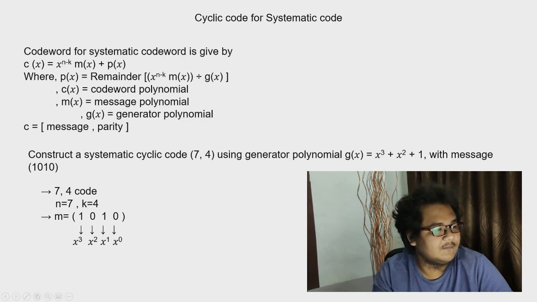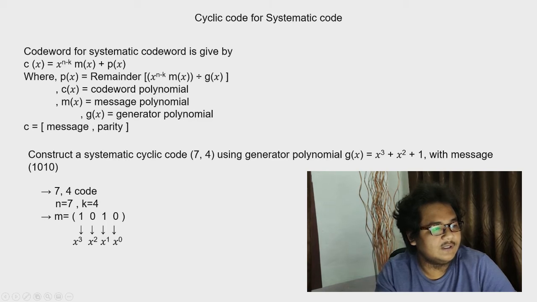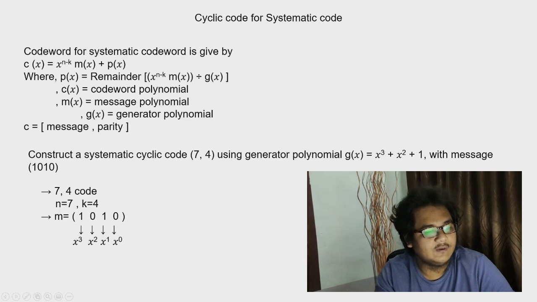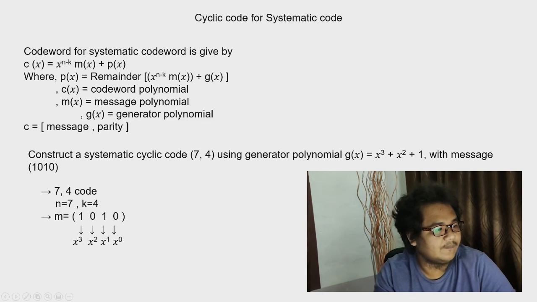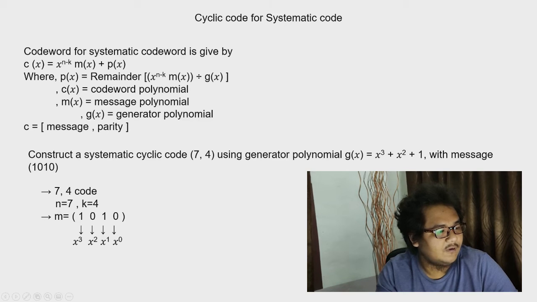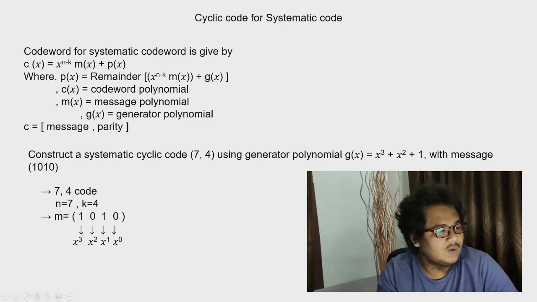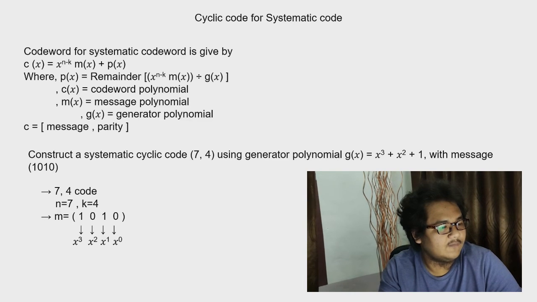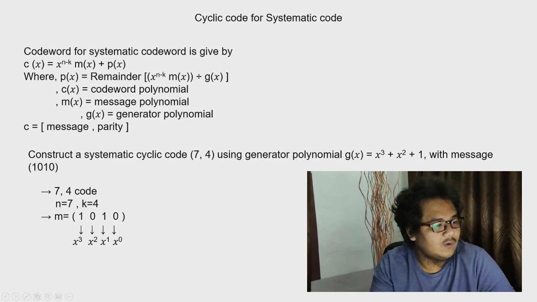So the first example is to construct a systematic cyclic code (7,4) using the generator polynomial g(x) equals x to the power of 3 plus x to the power of 2 plus 1, with message 1010. A (7,4) code means n equals 7 and k equals 4. The message is 1010, which is 0 for x to the power 0, 1 for x to the power 1, 0 for x squared, and 1 for x cubed.